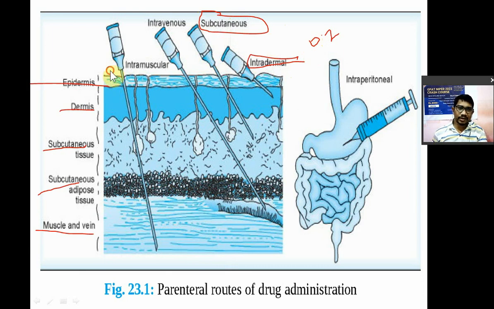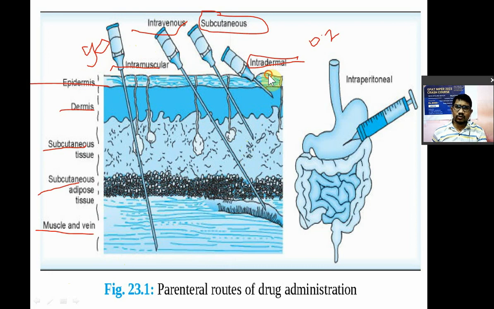Then intramuscular injection. The injection is given in the muscle at a 90-degree angle only. During an intramuscular injection, the angle between the tip of the needle and the muscle or skin should be 90 degrees. For intravenous, it should be 45 degrees, or more than 45 degrees. We have seen that also. Lastly, intravenous. The drug is injected directly into the veins.